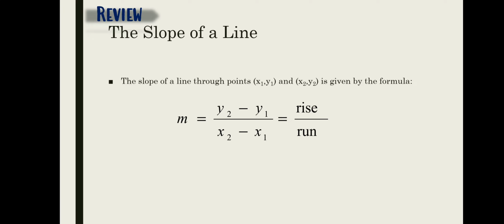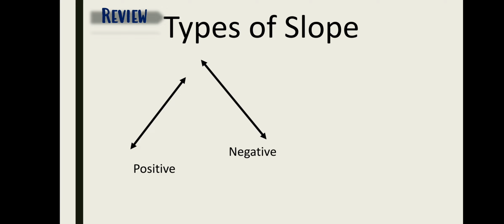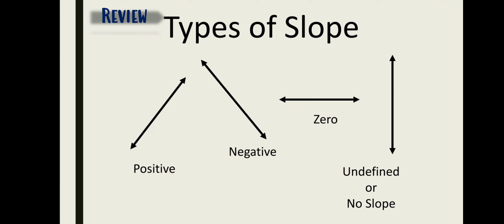We also discussed last week the 4 types of slope. First, a line with a positive slope rises from left to right. The greater the slope, the steeper the line rises. Second, lines with negative slopes fall from left to right. Third, a horizontal line has 0 slope. And the fourth type is a vertical line, which has no slope, or the slope is undefined.